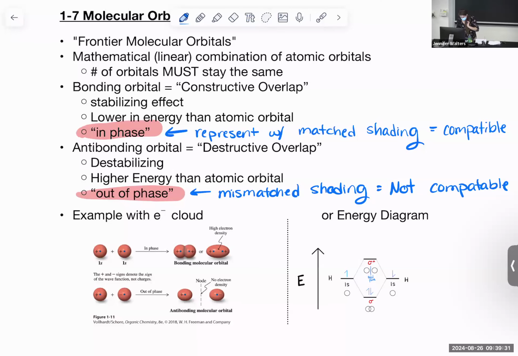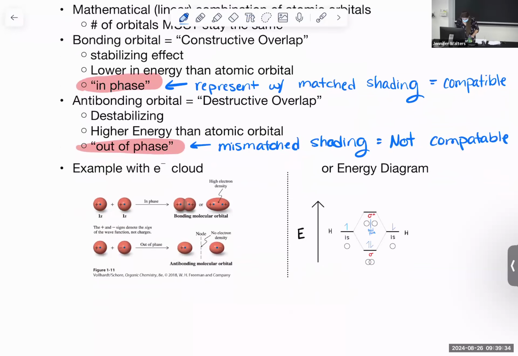I'm going to spell compatible two different ways, whatever. One of them is hopefully right.